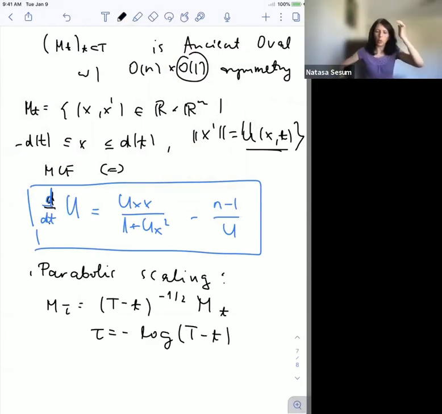So this is the parabolic scaling that we perform, and we need to do that because if you remember our ancient ovals, as time approaches negative infinity, if we don't rescale, they just become longer and longer and thicker. So if we don't rescale, in the limit we will not see anything.